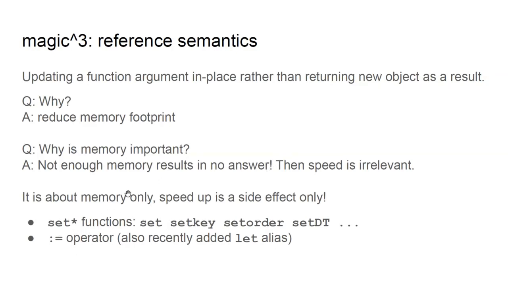So how we use reference semantic in data table, it's either by set functions. There are multiple, it's setkey, setorder, setDT, and few others, or Walrus operator, and recently also added alias to it, let function. So those will be updating data table in place instead of calculating the results as a new object.